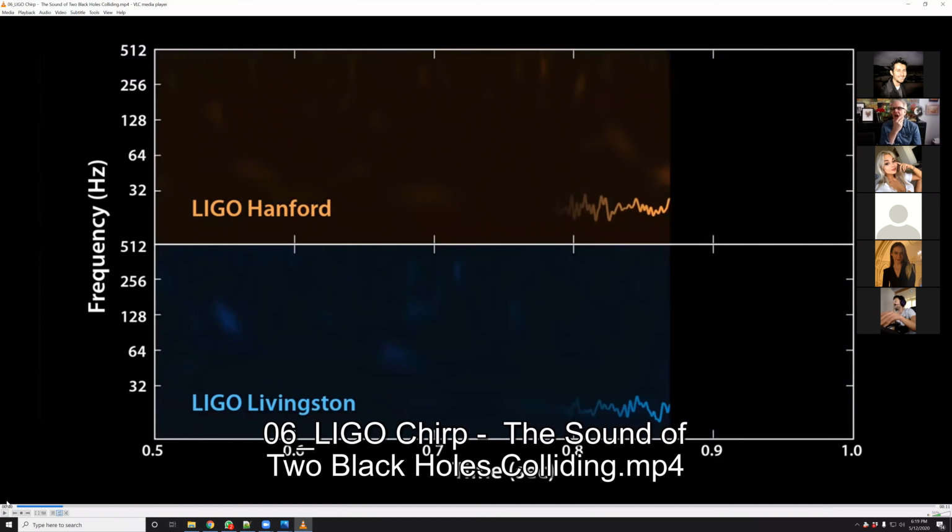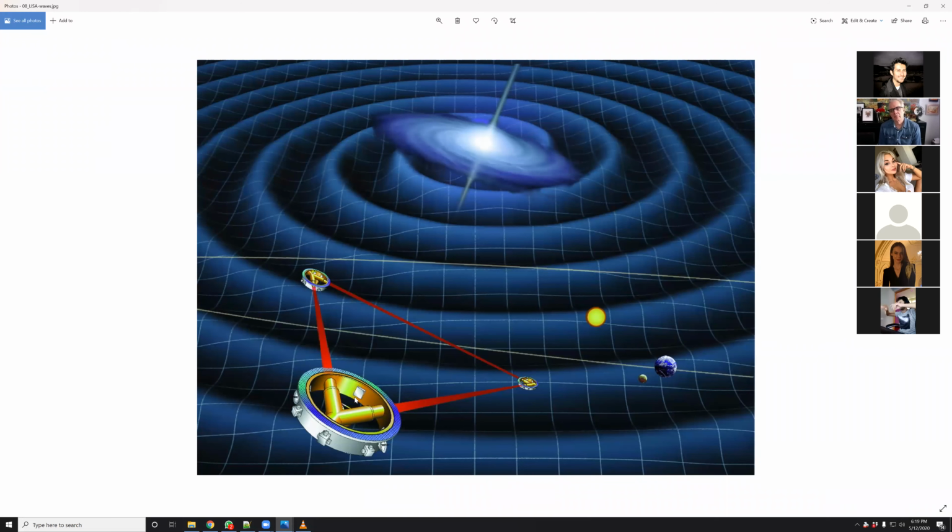And we're now launching detectors into space where instead of these arms being tubes in the ground, we have different satellites, which, when the gravitational waves pass through, the distance between them changes. So it's much more sensitive.